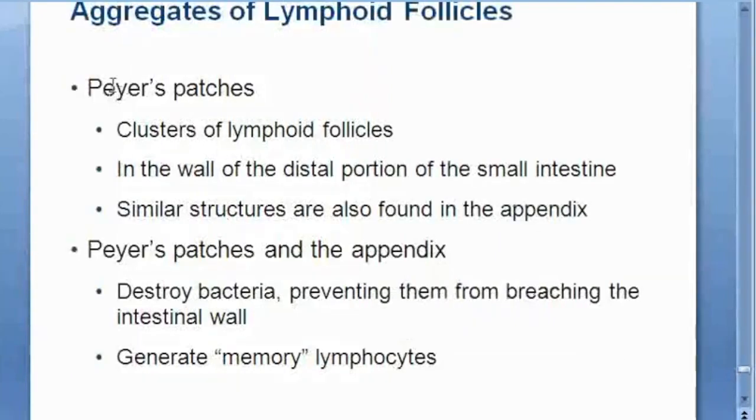Specifically, in the ileum of the small intestine, we call these clusters Peyer's patches. And your appendix is also a lymphatic organ. Even though we'll talk about the small intestine with the digestive tract, it also has lymphatic tissue there. Remember, lymphatic tissue is working with the immune system: T cells and B cells and macrophages.